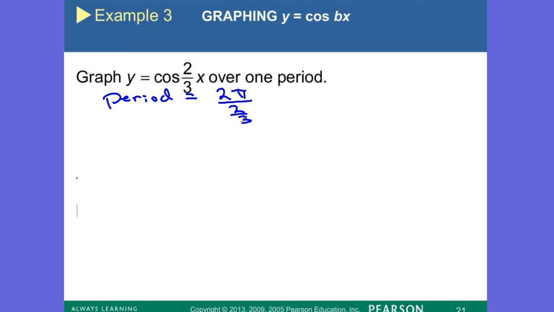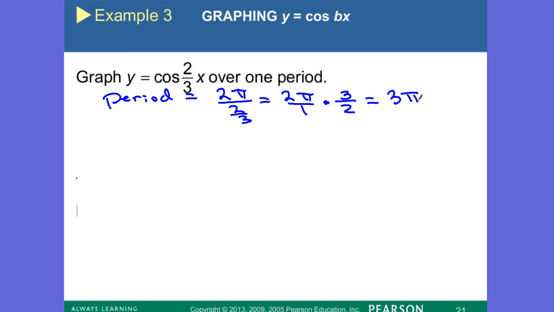You have to do what? We're flipping. Multiply by the reciprocal. And the amplitude is 1. The reciprocal is going to be what? 3 over 2, right? So it's 2 pi times 3 over 2, or 6 pi over 2. What's 6 divided by 2? 3. 3 pi. Makes sense, right?